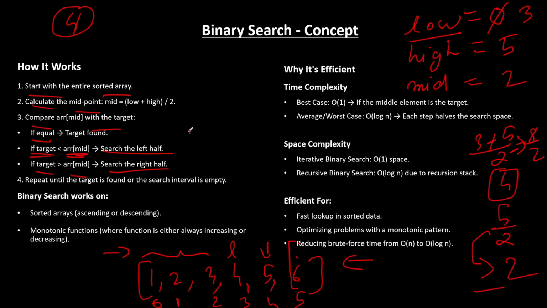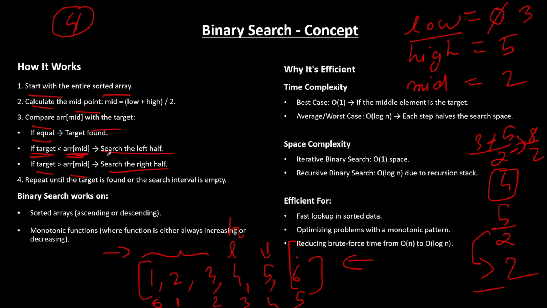L value is 3, right? So 3 plus 4 gives me 7, divided by 2 gives me 3, right? We get 3. So what will happen? The high will come here and it will stand here, okay? And mid value is 3, correct?